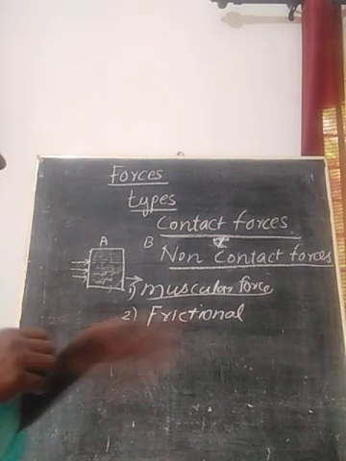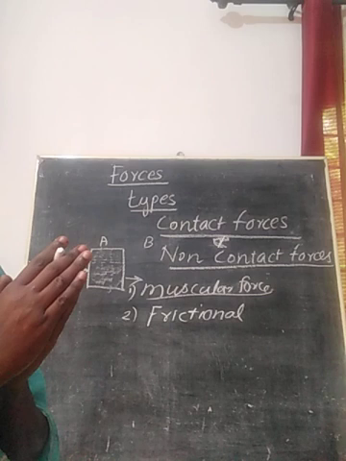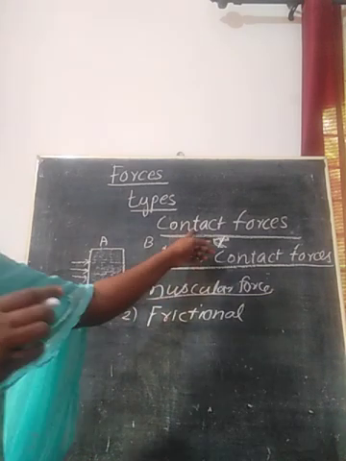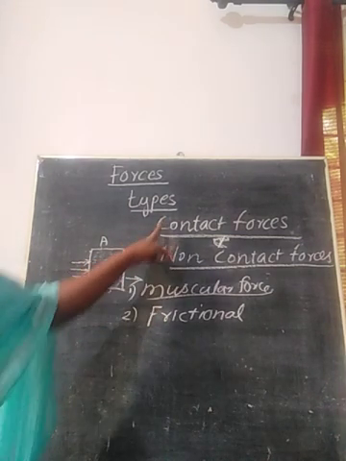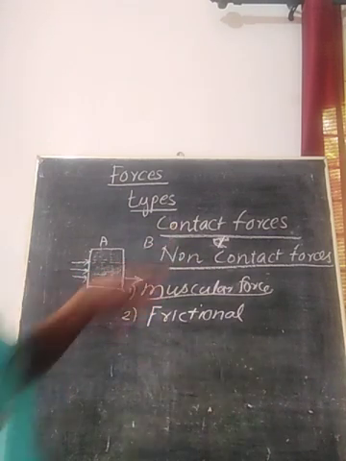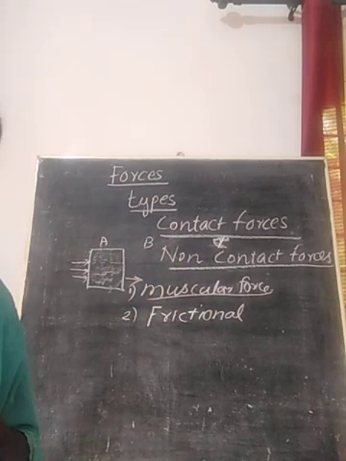So frictional force is a force acting between any two surfaces that are in contact. That is also a contact force. These are the two main contact forces given in your textbook. Muscular force is an example of contact force, and frictional force is another example of contact force. Can you tell me what this contact force is now?